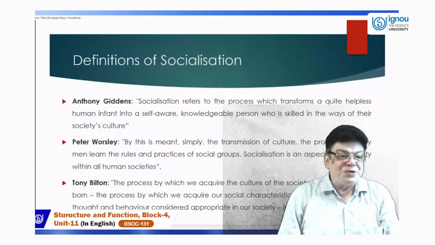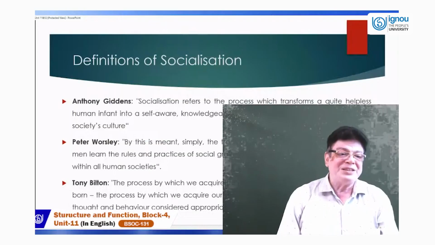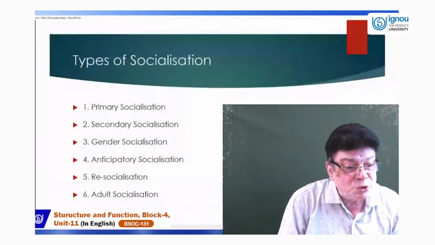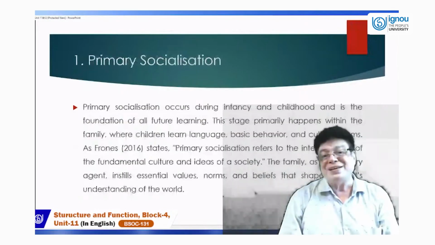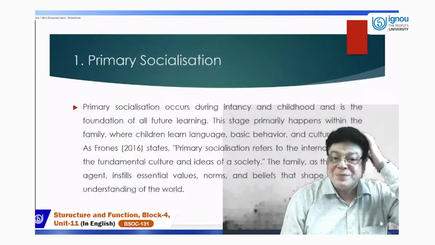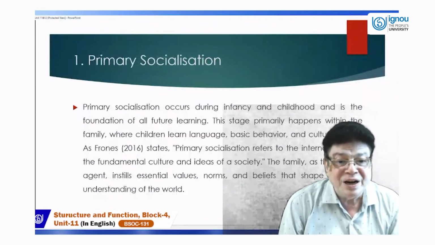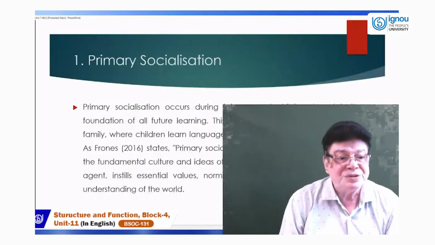Now, there are 6 types of socialization: primary socialization, secondary socialization, gender socialization (men, women), anticipatory socialization, re-socialization, then adult socialization. Primary socialization occurs during infancy and childhood and is the foundation of all future learning. This stage primarily happens within the family, where children learn language, basic behavior, and cultural norms.